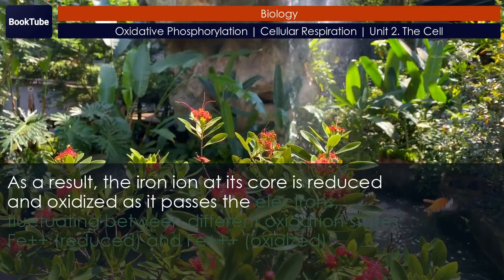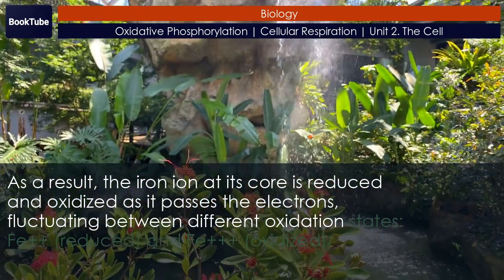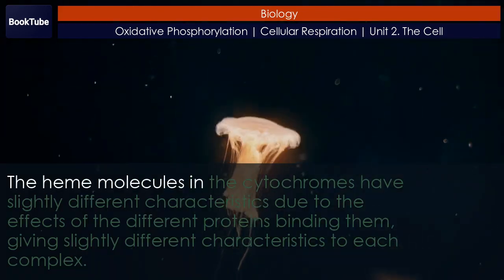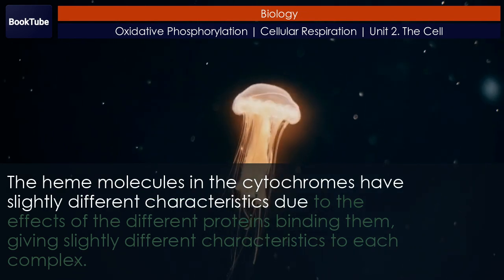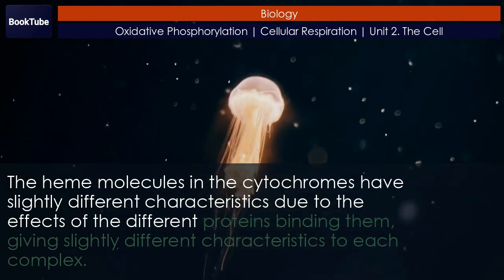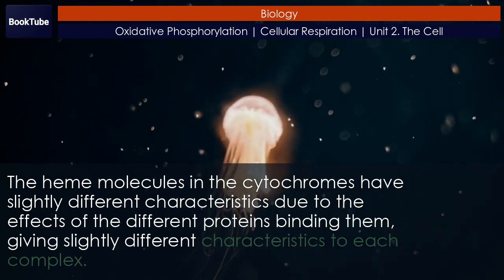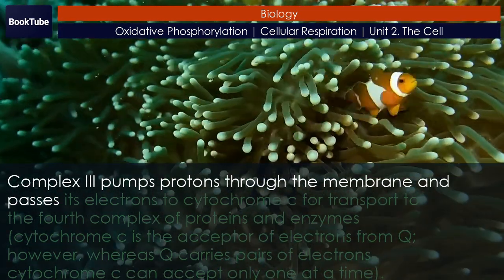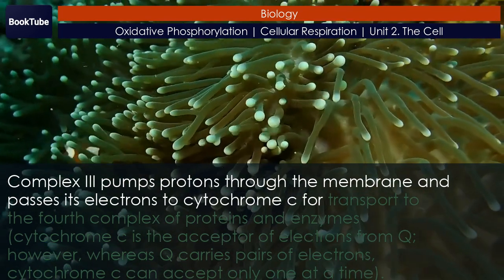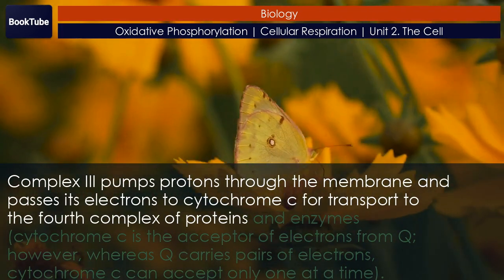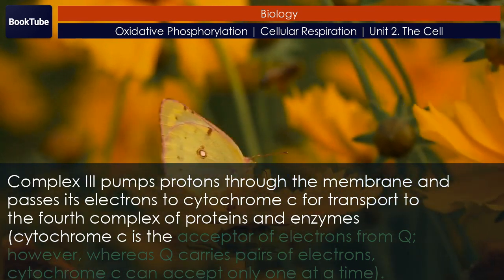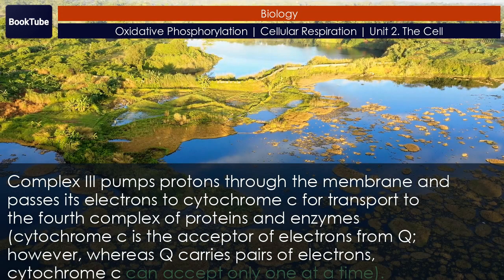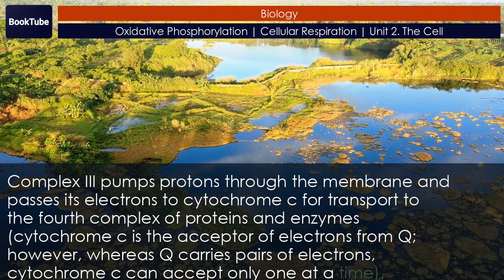Fe2+, reduced, and Fe3+, oxidized. The heme molecules in the cytochromes have slightly different characteristics due to the effects of the different proteins binding them, giving slightly different characteristics to each complex. Complex III pumps protons through the membrane and passes its electrons to cytochrome c for transport to the fourth complex of proteins and enzymes. Cytochrome c is the acceptor of electrons from Q. However, whereas Q carries pairs of electrons, cytochrome c can accept only one at a time.